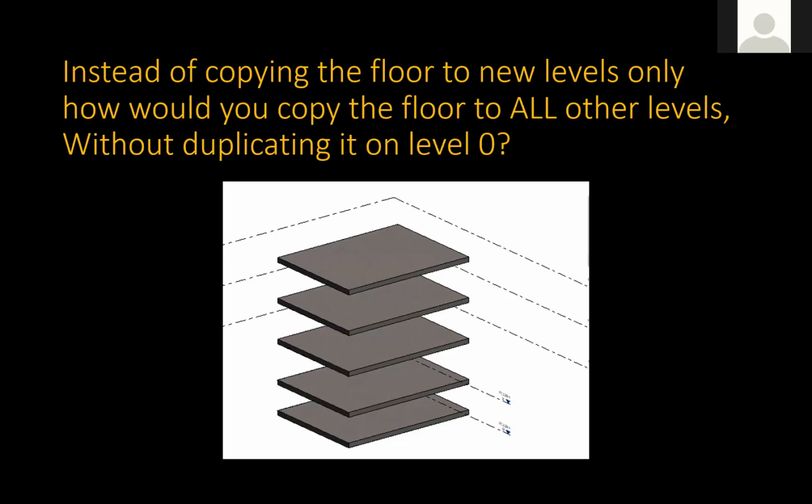Okay, so I hope you've been paying attention. There is homework. Instead of copying the floor to the new levels only, how would you copy the floor to all the other levels without duplicating it on level 0? I hope that makes sense. So in the script I showed you, it duplicated it to all the levels apart from level 1, which already existed. But how would you get it to duplicate on every level apart from level 0?